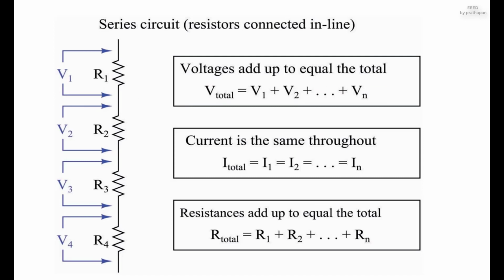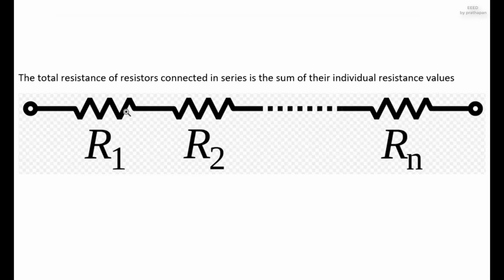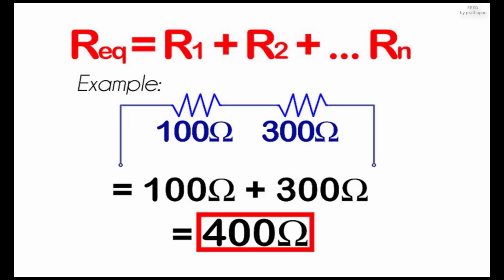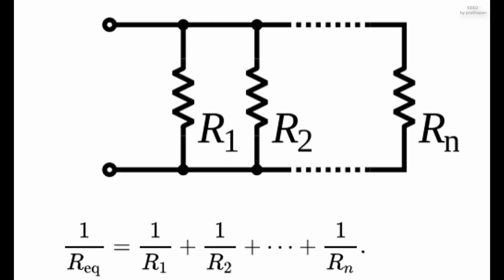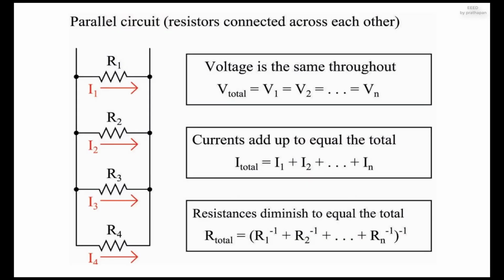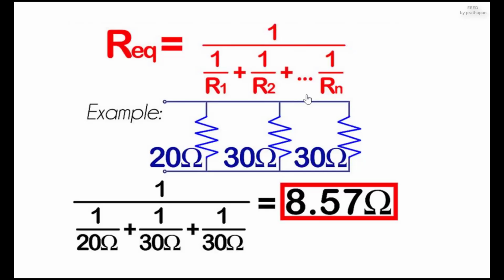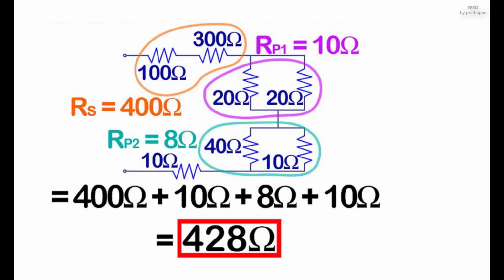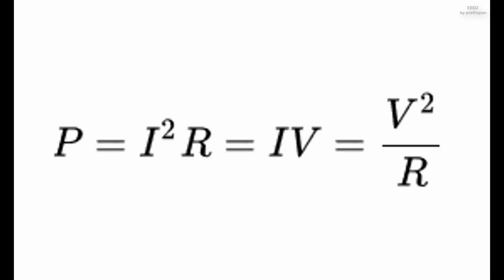Series and parallel resistors. Series and parallel circuits. The resistance of resistors connected in series is the sum of their individual resistance values. The total resistance of resistors connected in parallel is the reciprocal of the sum of the reciprocals of the individual resistors.